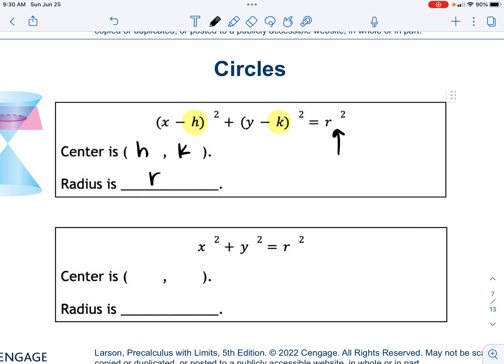If there are no parentheses, then your center specifically would be at 0, 0. There's just no numbers being added or subtracted from the x or the y. And similarly, your radius would be r.